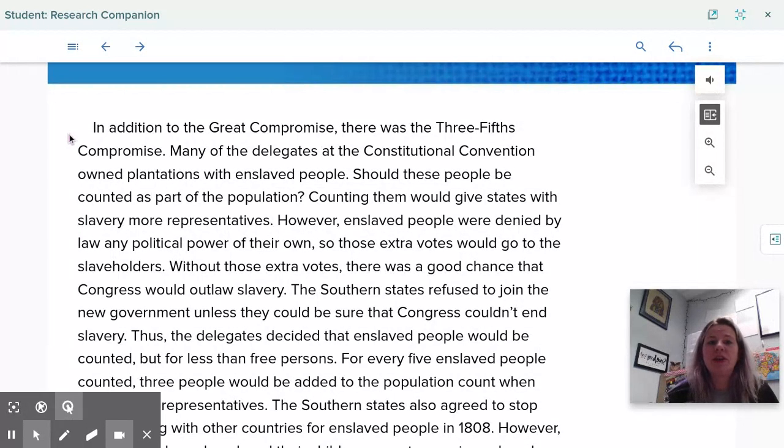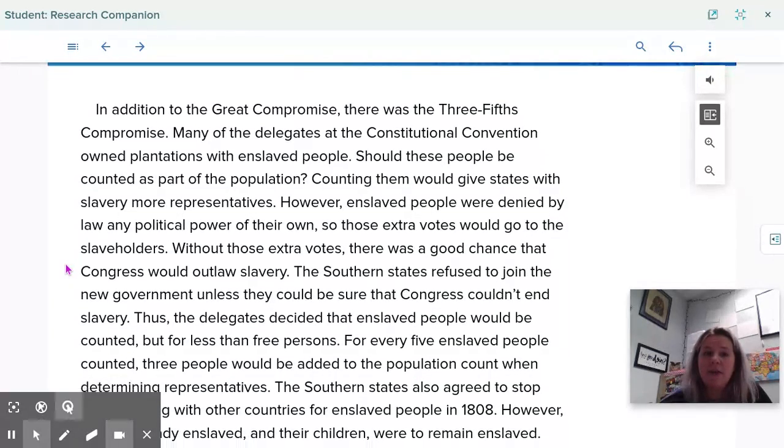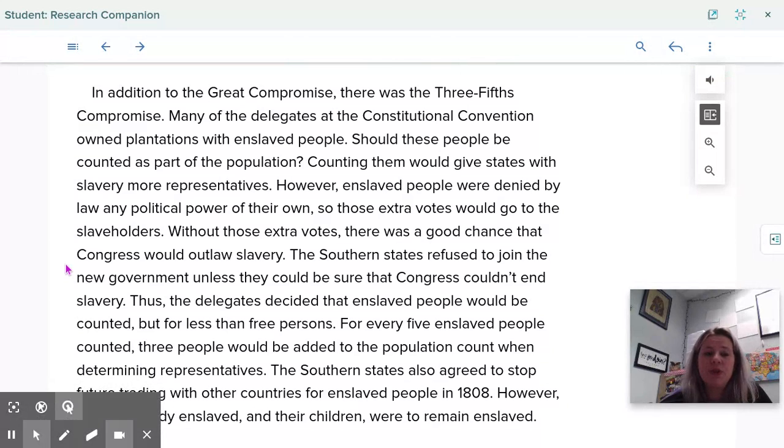So in addition to the Great Compromise, there was a 3/5 compromise. Many of the delegates at the Constitutional Convention owned plantations with enslaved people. Should these people be counted as part of the population? Counting them would give states with slavery more representatives. However, enslaved people were denied by law any political power of their own, so those extra votes would go to the slaveholders. Without those extra votes, there was a good chance that Congress would outlaw slavery. The Southern states refused to join the new government unless they could be sure that Congress couldn't end slavery.